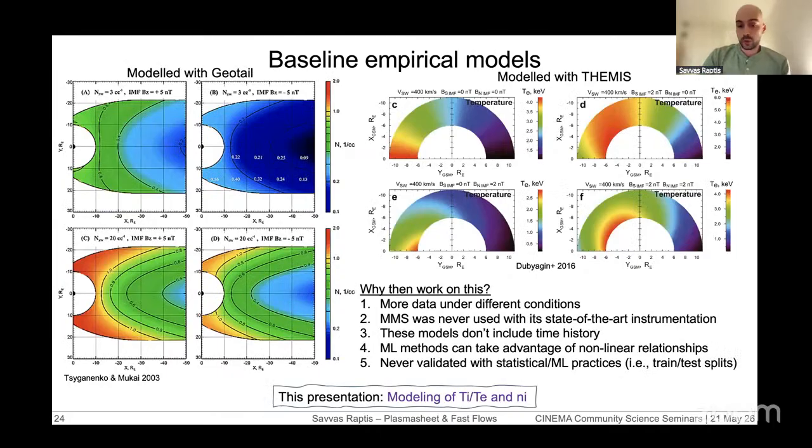So what we are going to do is to compare with the baseline empirical models we have available. Historically, we have two different models that are typically used. One is the Tsyganenko-Mukai model from 2003. This was a model made with Geotail data, and you can see here with synthetic input how it shows the density value throughout the plasma sheet region. And there is also the Dubyagin 2016 model, which shows properties like the electron temperature here, and this was done by using THEMIS observations.